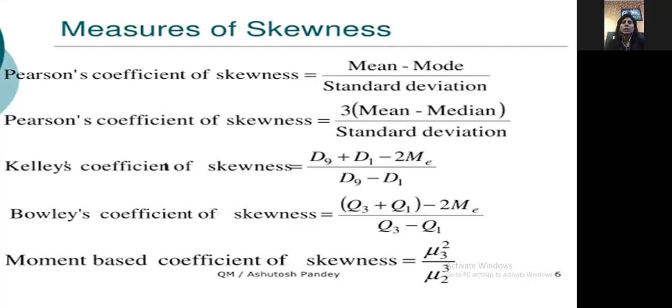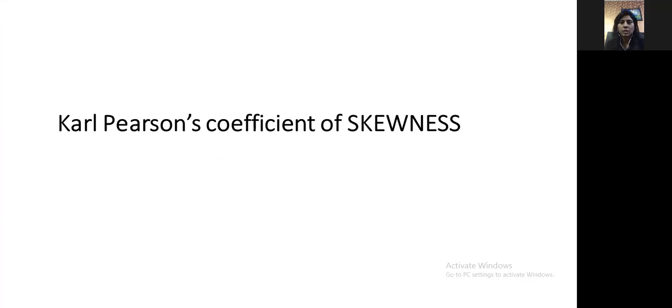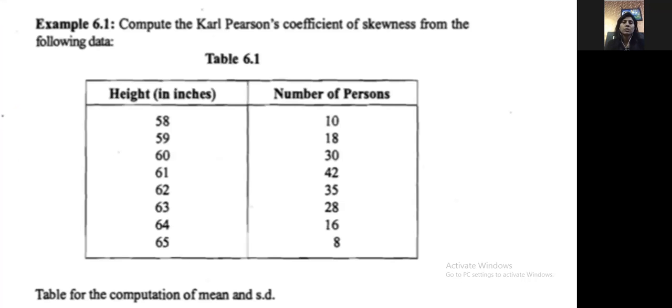Let's understand each in an elaborate manner with the help of an example. The first is Karl Pearson's coefficient of skewness. We will study both the categories of it. Here we have a problem where we are asked to compute Karl Pearson's coefficient of skewness from the following data. In one column, height is given. In the second column, the number of persons is given. So to compute the mean and standard deviation, we have to make this table. In the next slide, we will see how to make this table.